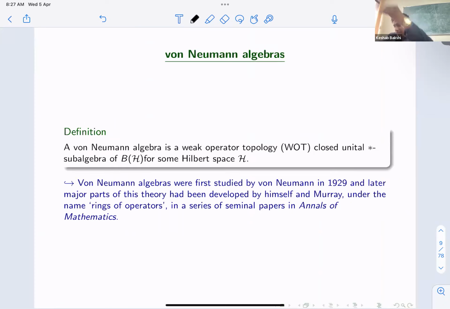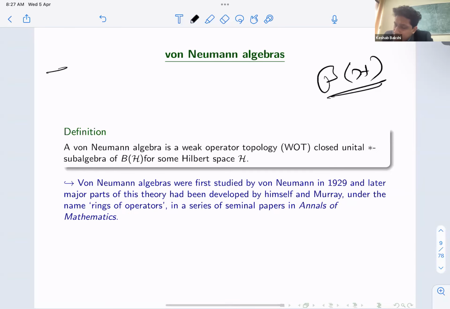Now let me do some very preliminaries, very quickly. Most of you know them already. So our playground is B(H). H is a separable Hilbert space, and B(H) is the bounded linear operators on the Hilbert space. So T is a bounded operator from H to H.